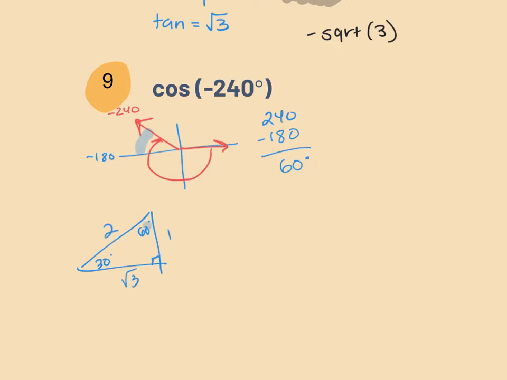So if I'm looking at the angle that's 60 degrees and I want the cosine, what's my answer? 1 over 2. Good. 1/2. Adjacent is 1. Hypotenuse is 2. Now I need positive or negative. So this angle, the negative 240, is in that second quadrant. What's true about the cosine in the second quadrant? It's negative, right? Because we move left and cosine would be the x value. So it's negative 1/2.